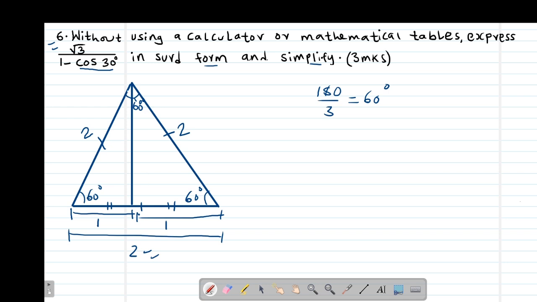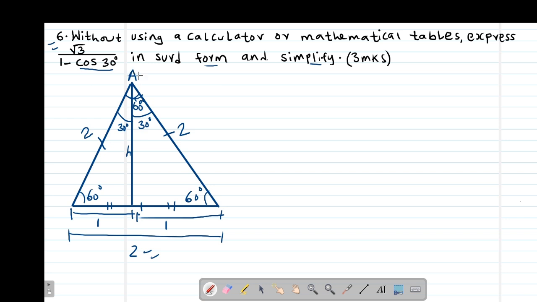Then, if the whole of this angle is 60 degrees, half of this angle will be 60 divided by 2, which is 30 degrees. Similarly, on this other side, we are going to have 30 degrees. Therefore, I need to obtain those particular angles. Before we obtain the angles, we need to look for the value of this particular height here. To achieve that, I'm going to use Pythagoras theorem.